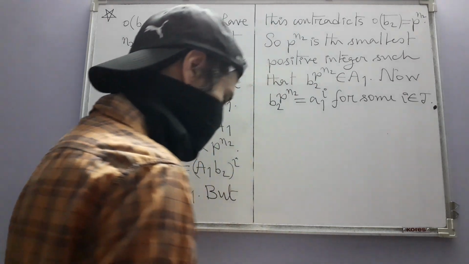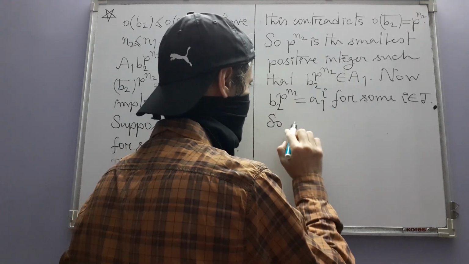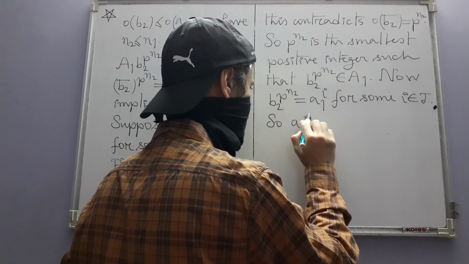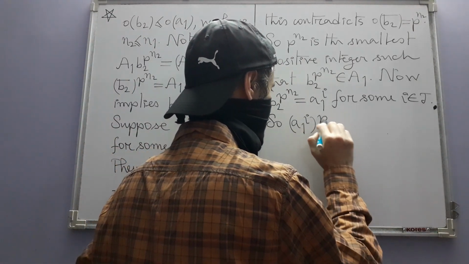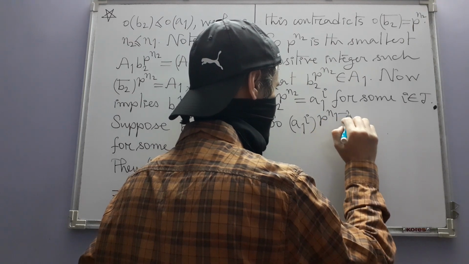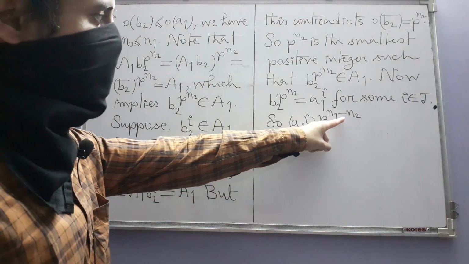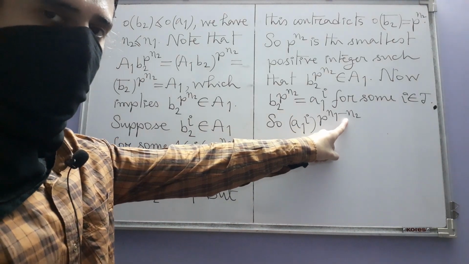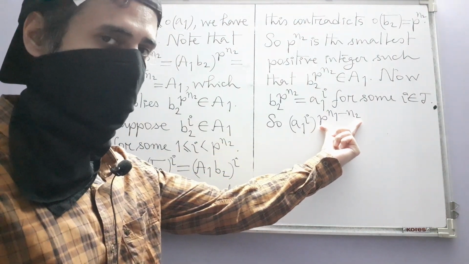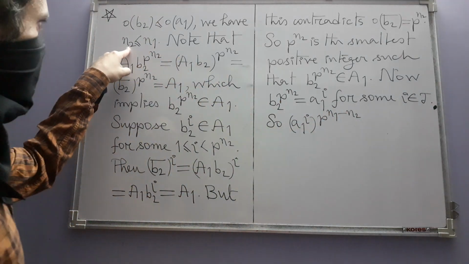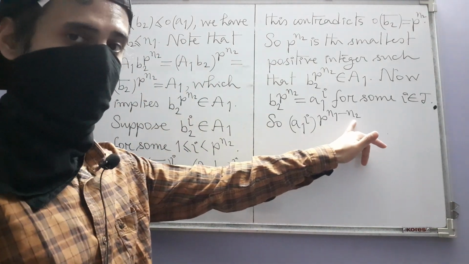Okay, now with this what do we do? Now let us calculate this power of a1 to the power p to the power n1 minus n2. Note carefully that here n1 minus n2 is a non-negative integer, and that is why this is not a fraction. This is itself an integer, and that fact is coming from this inequality. So it makes sense that we can consider this.